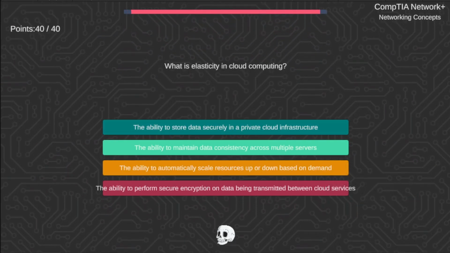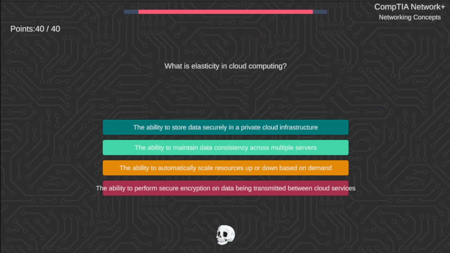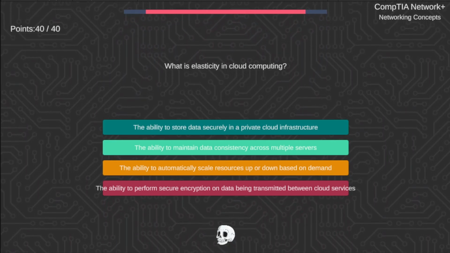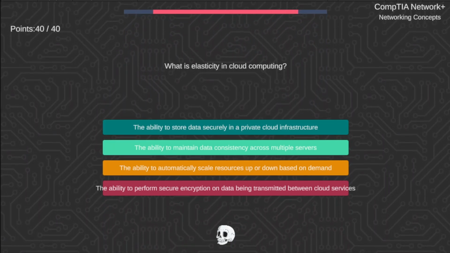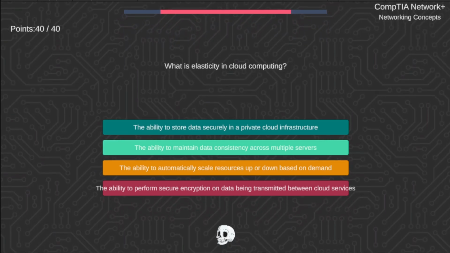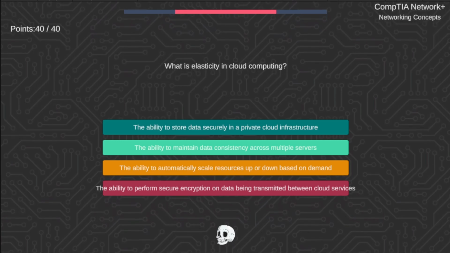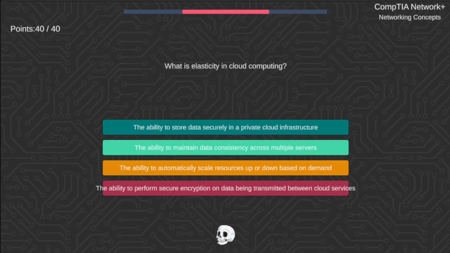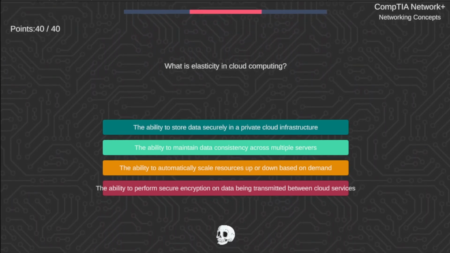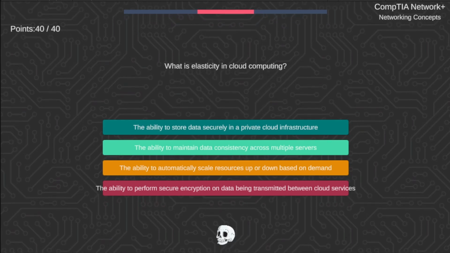What is elasticity in cloud computing? The ability to store data securely in a private cloud infrastructure, the ability to maintain data consistency across multiple servers, the ability to automatically scale resources up or down based on demand, or the ability to perform secure encryption on data being transmitted between cloud services. Elasticity.